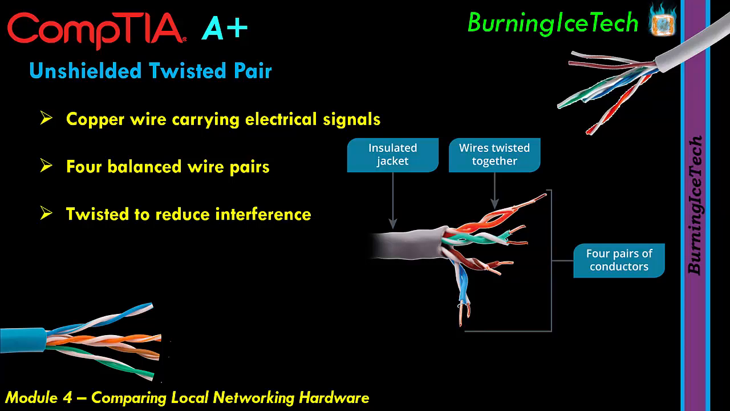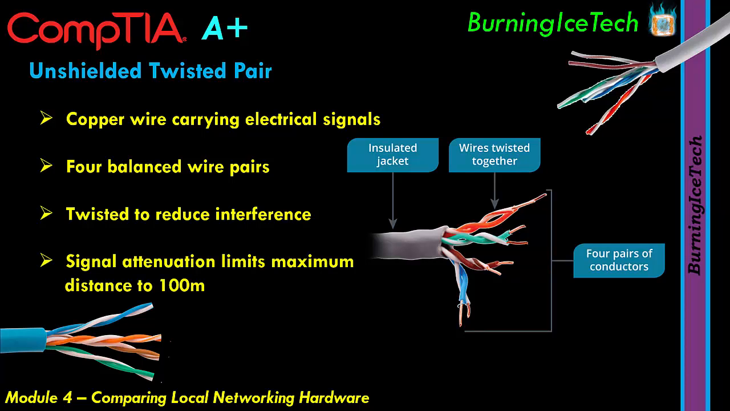Now, something I mentioned to you guys earlier, and I'll mention it again because it's very important for the exam: signal attenuation limits maximum distance to 100 meters. So if you grab any A plus or N plus manual, or check anything online, they'll tell you a network cable, a LAN cable in other words, can go to a maximum of 100 meters. That is an exam question. I don't know if you guys are going to get that question because the possible pool of questions is quite large, but one of the questions in the pool is to check if you know what the maximum distance for a LAN cable is.